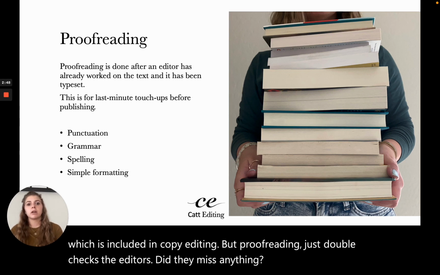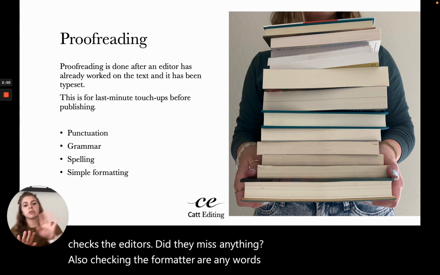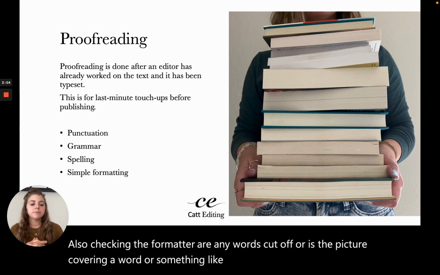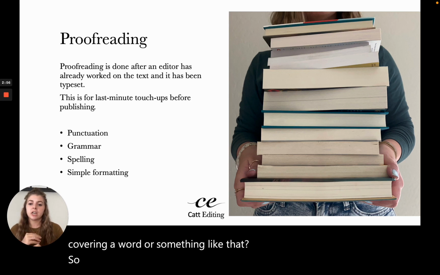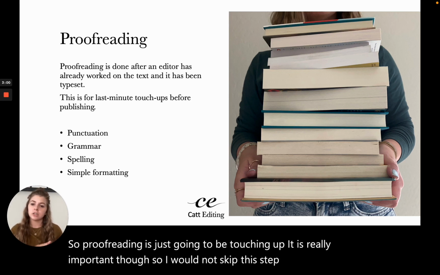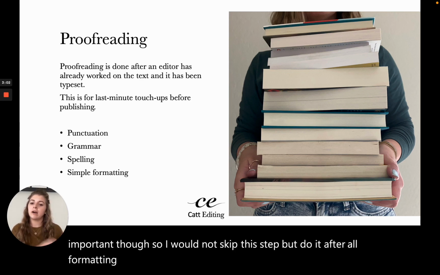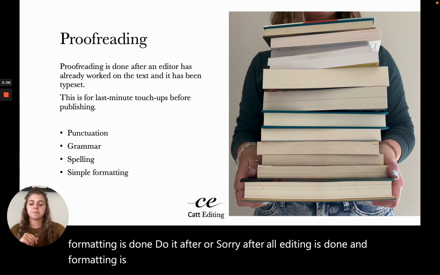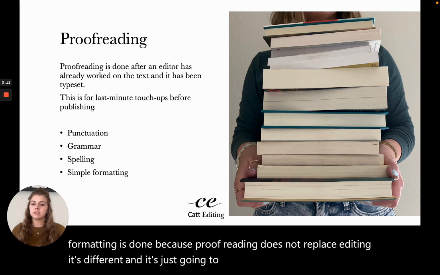Also checking the formatter. Are any words cut off, or is the picture covering a word or something like that? So proofreading is just going to be touching up. It is really important though, so I would not skip this step, but do it after all formatting is done. Do it after all editing is done and formatting is done. Because proofreading does not replace editing. It's different, and it's just going to be kind of skim the top, make sure that nothing is glaring.